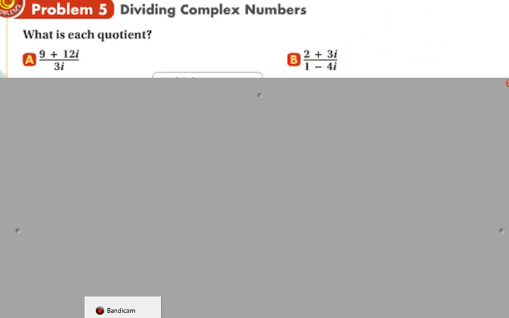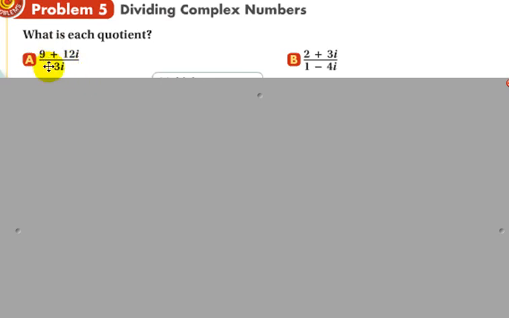Okay, the last thing is how do we clear fractions? If you've got an imaginary number in a denominator, it is not simplified. You cannot have a simplified answer if i is still in your denominator. Here we've got 3i. So we've got to fix this, right?